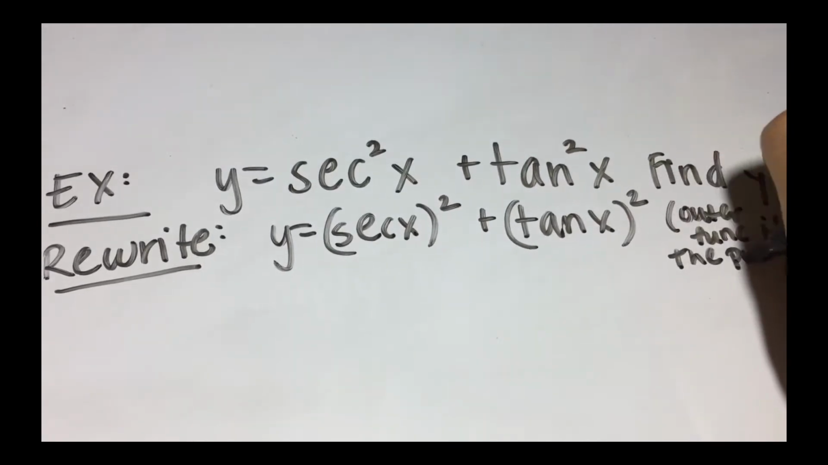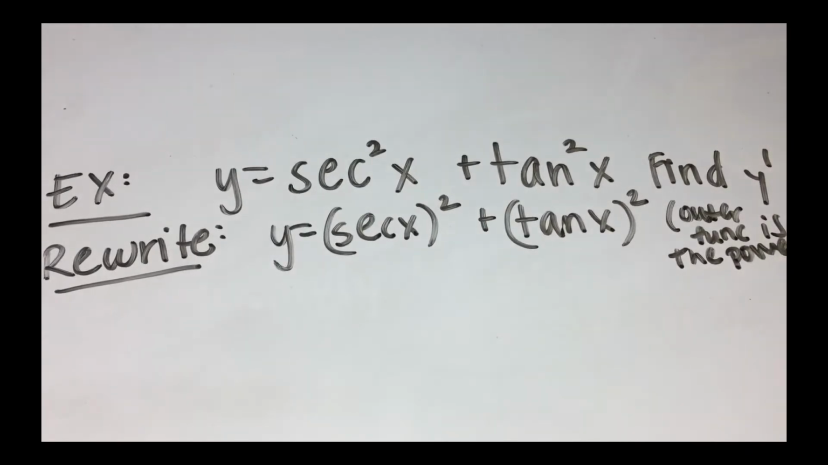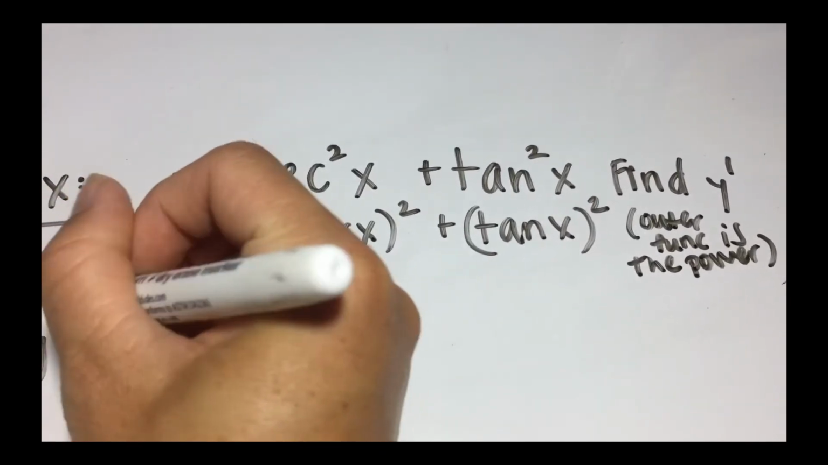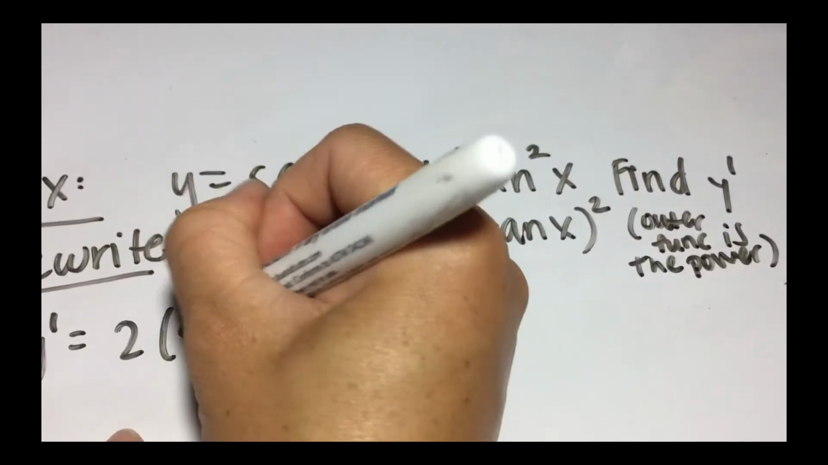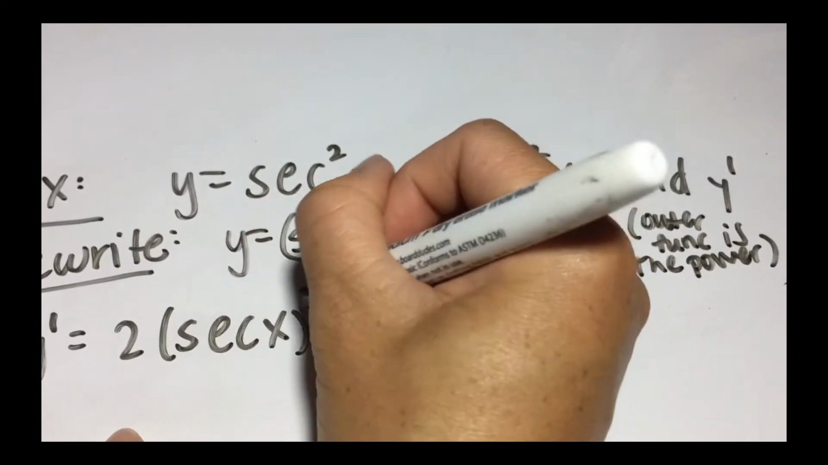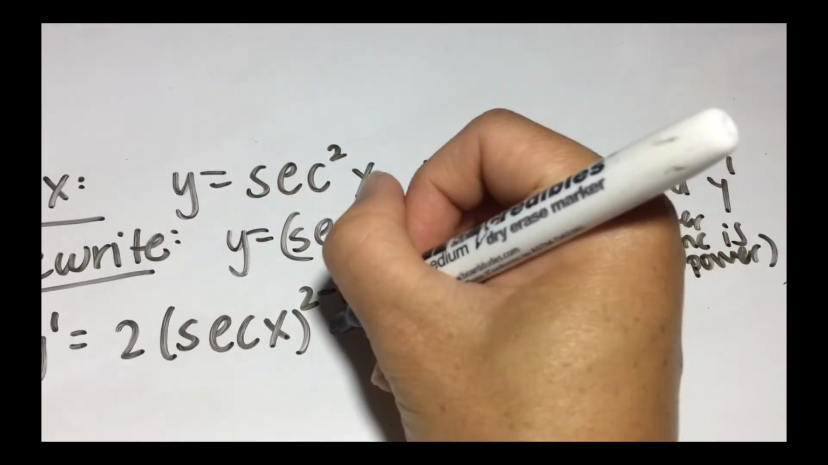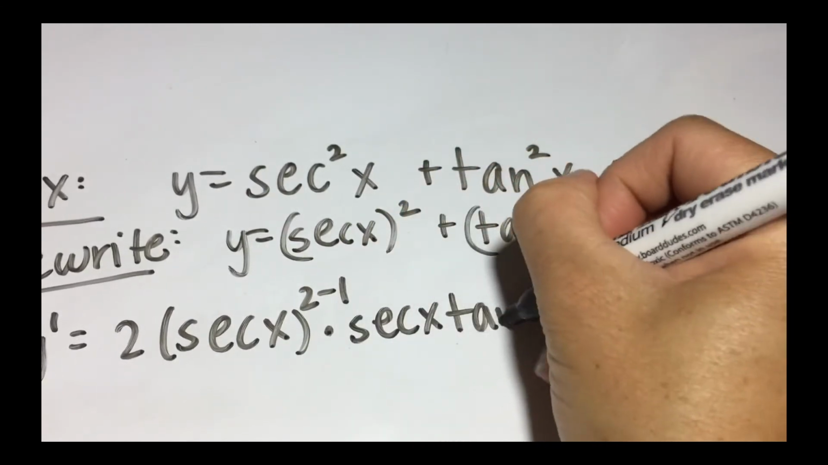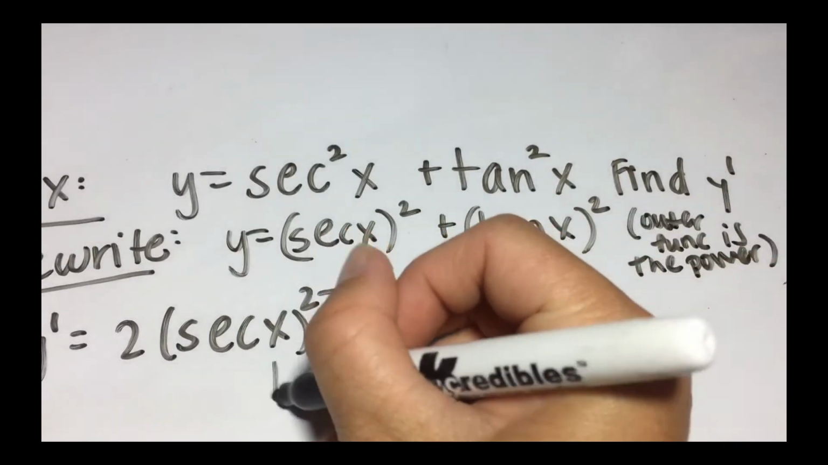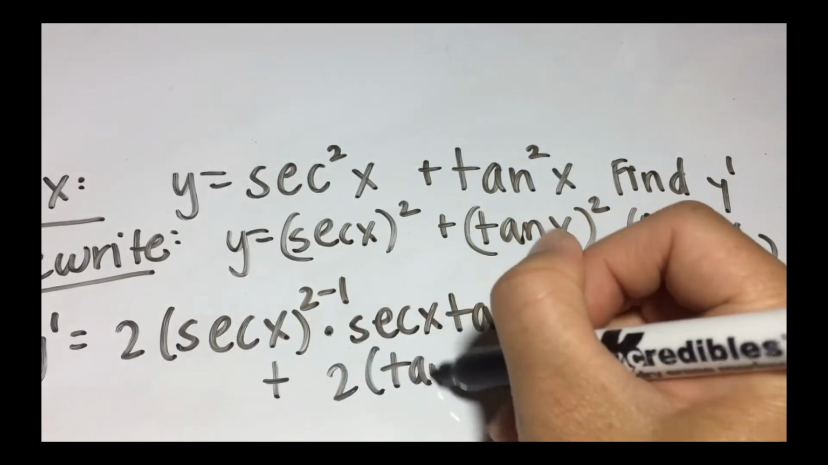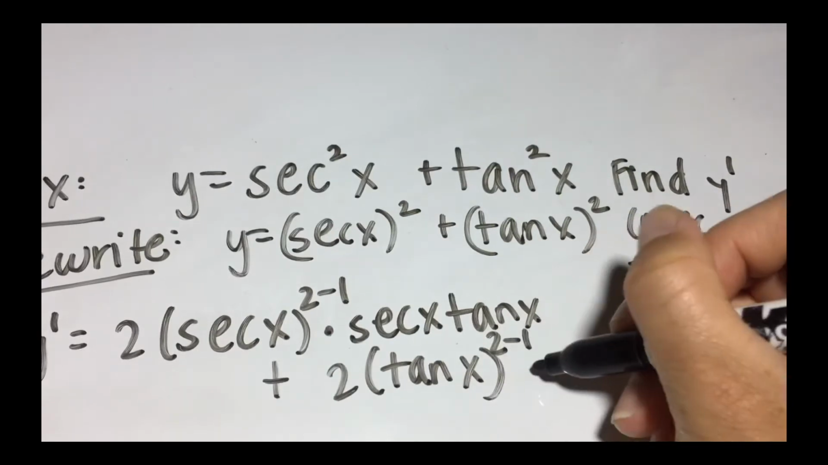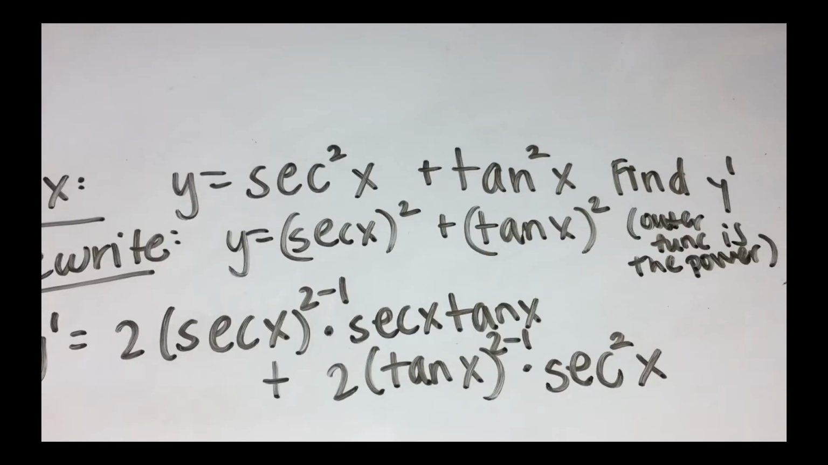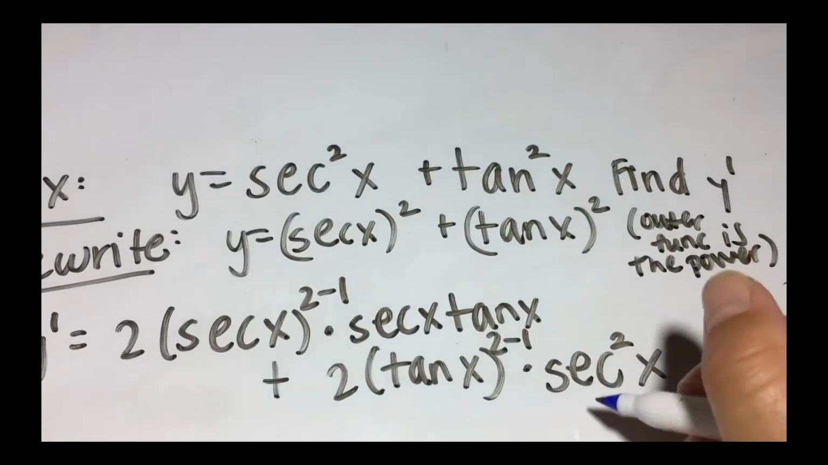So now we can see that our outer function is going to be our squared term. So first we're going to apply the power rule. And then we will multiply by the derivative of the inner function, which will be our trig terms. So I have y prime equals 2 times secant x to the 2 minus 1, and I'll multiply by the derivative of secant x, which is secant x tangent x. And now plus 2 times tangent x to the 2 minus 1 times secant squared x, which is the derivative of the inner function tan x.